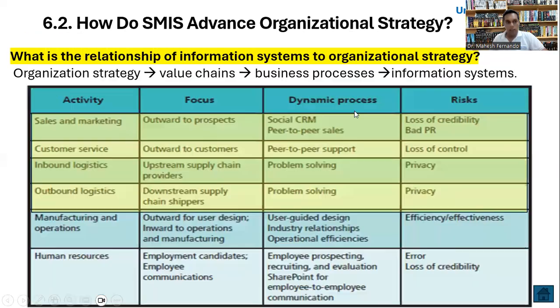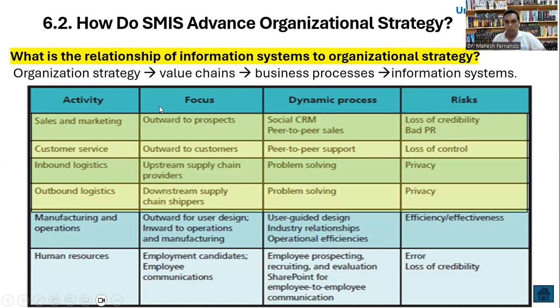And also you have discussed the relationship of information systems to organizational strategy. In previous units, we discussed the link between organizational strategy and the information system. You must remember, organizational strategy determines the value chain, which in turn determines the business process, and the business process determines the information systems. The last discussion in Unit 6 Part 1 covered the value chain.